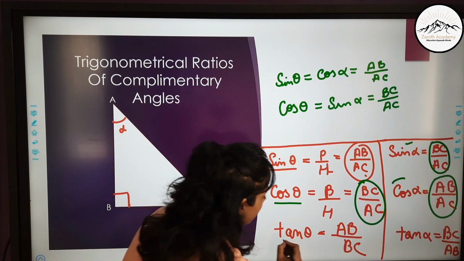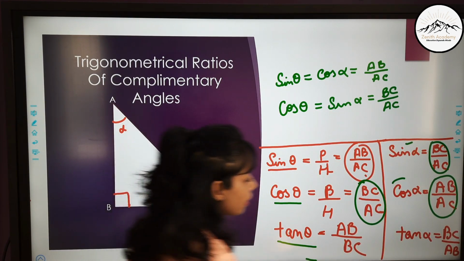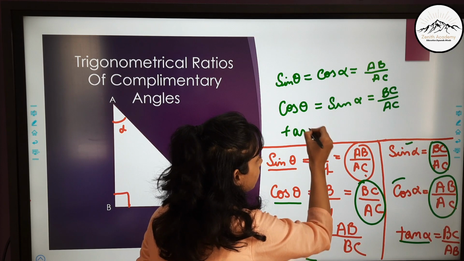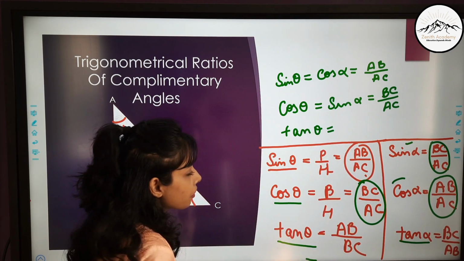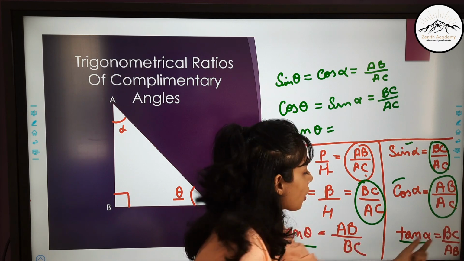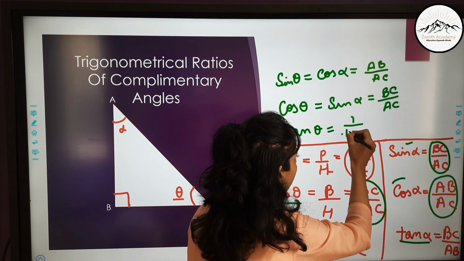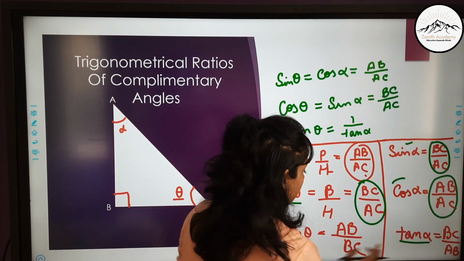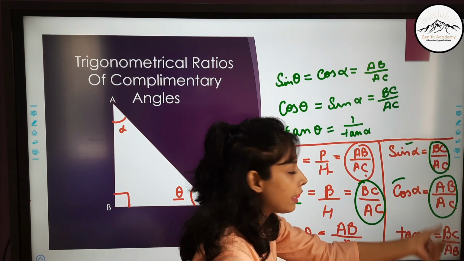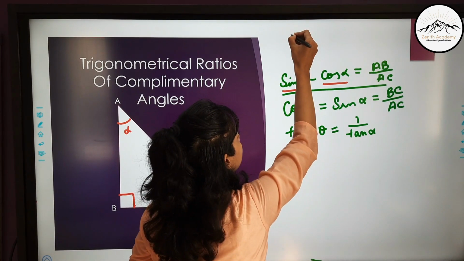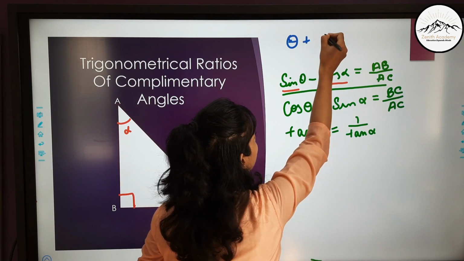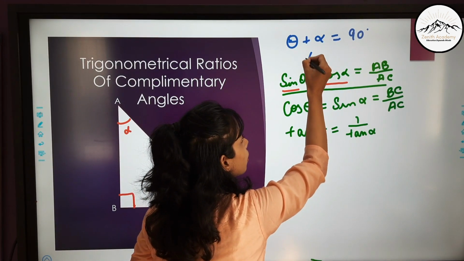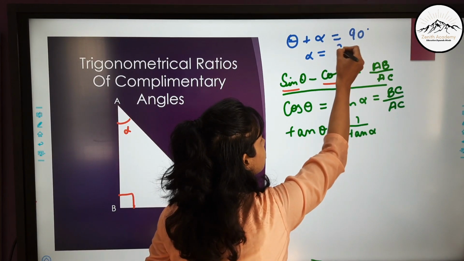And our last ratio, see, tan theta is equal to AB upon BC and tan alpha is BC upon AB. So how can we write this? Tan theta is equal to AB upon BC, and this is the reciprocal. So we can write this as 1 upon tan alpha, because this is just the reverse, and tan alpha is equal to BC upon AB. So now we know that theta plus alpha was equal to 90 degrees because they both are complementary angles. So we can write alpha is equal to 90 minus theta.